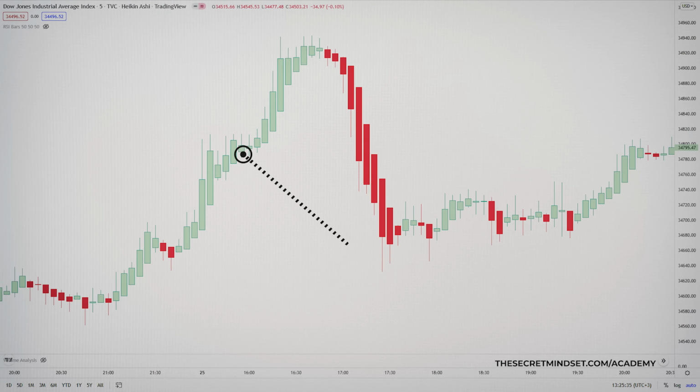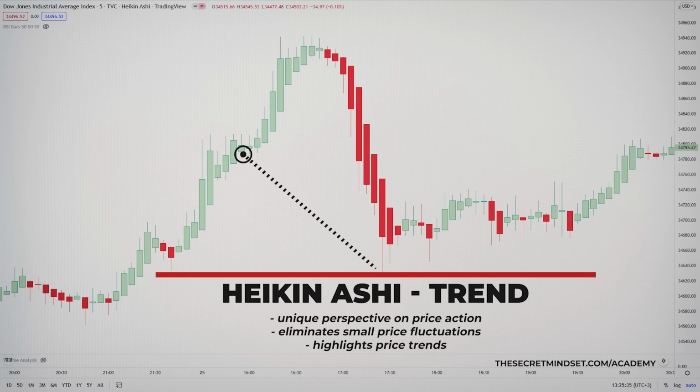A Heikin Ashi chart offers a unique perspective on price action. Its essential contribution in our strategy is that it eliminates small price fluctuations to highlight price trends.